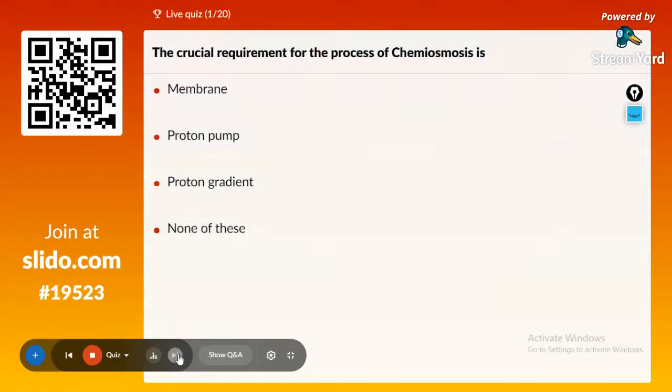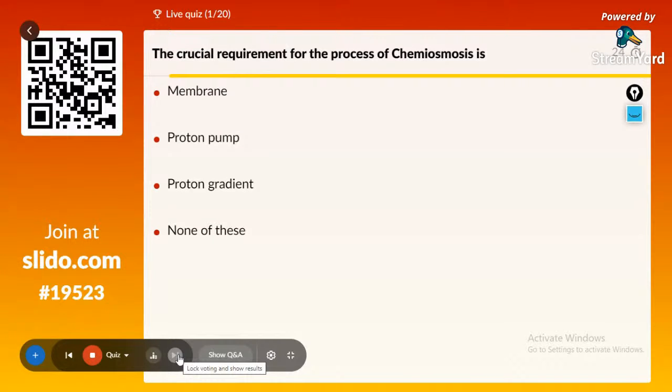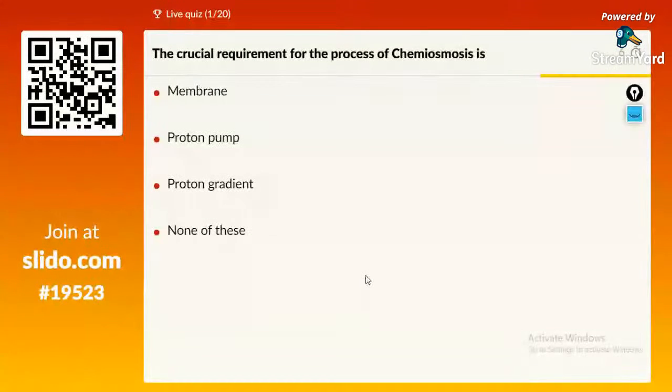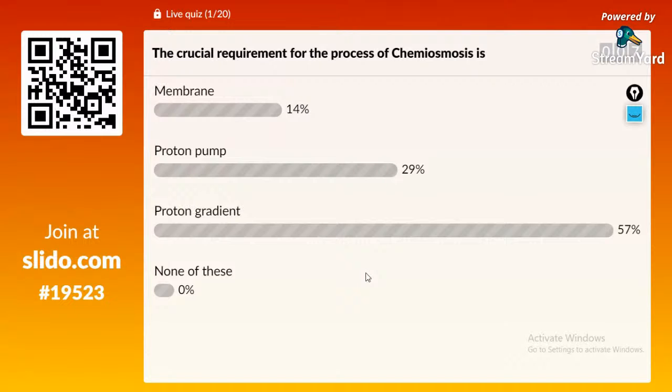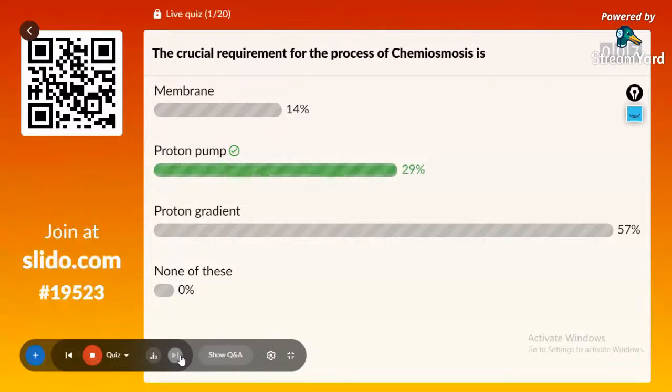First question on the screen. The crucial requirement for the process of chemiosmosis is: option A, membrane; B, proton pump; C, proton gradient; D, none of these. 10 seconds remaining for the question. The correct answer for the question is proton pump.